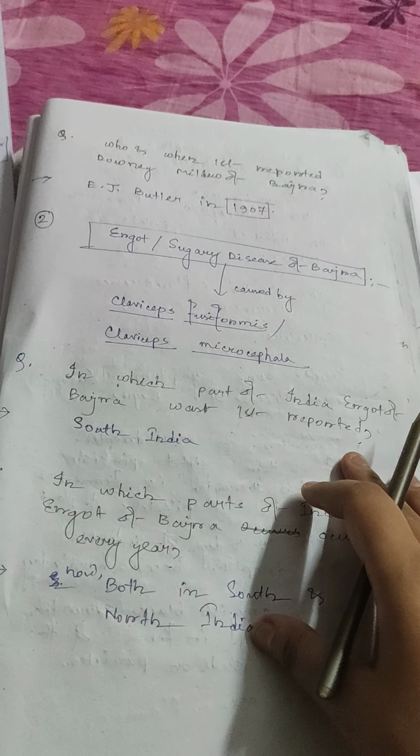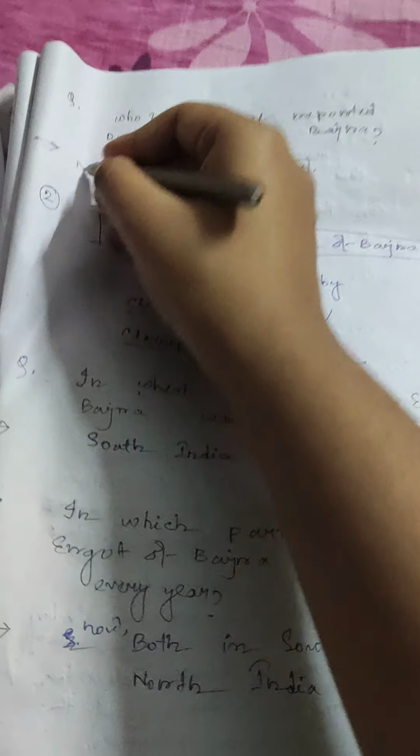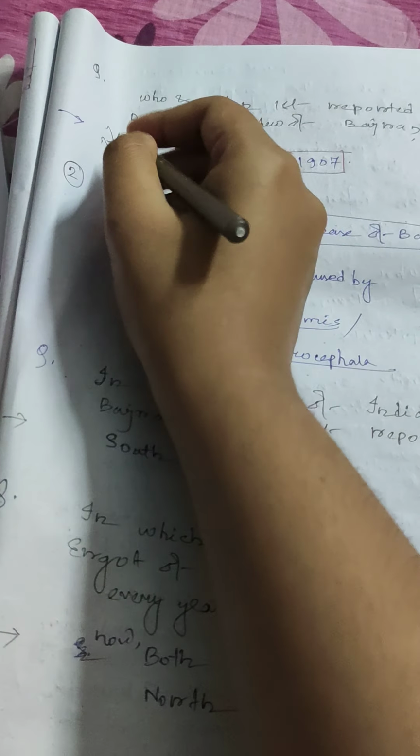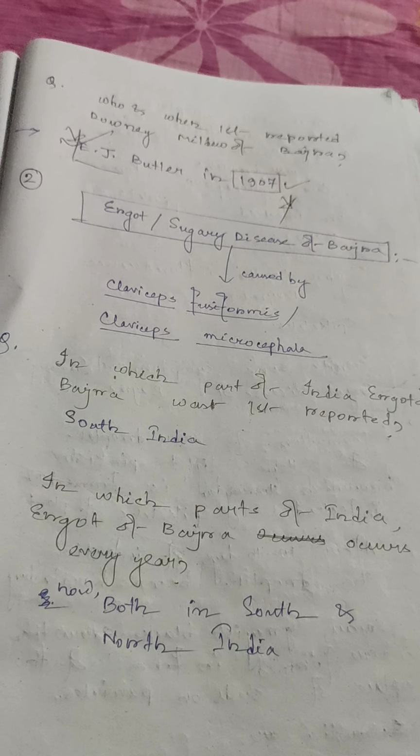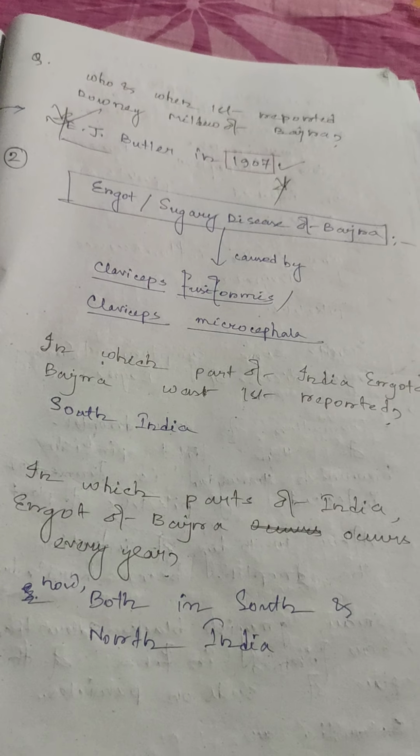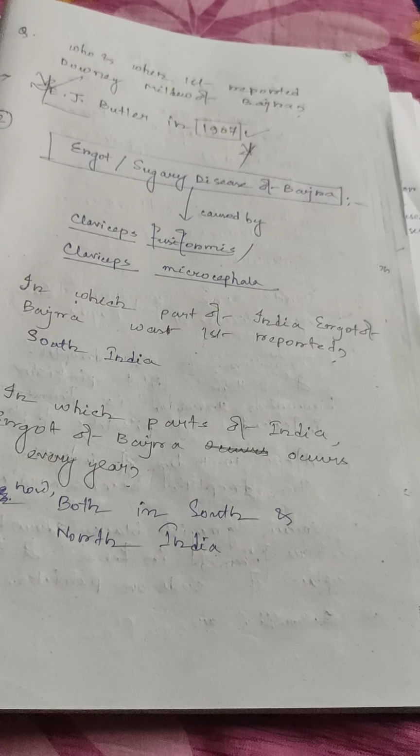Who and when first reported downy mildew of bajra? E.J. Butler first reported downy mildew of bajra in 1907. Who reported downy mildew of bajra first? E.J. Butler, in 1907.